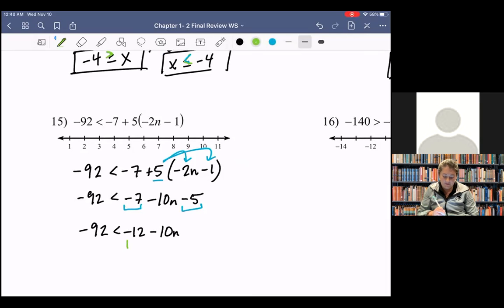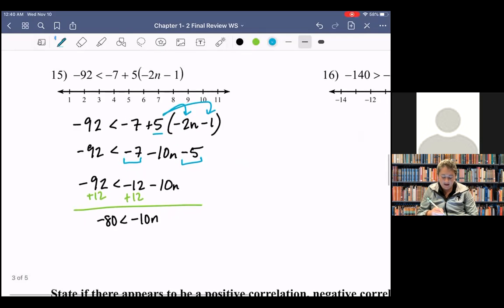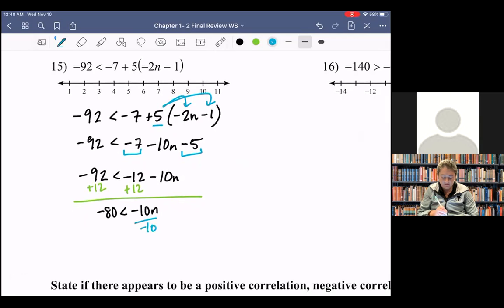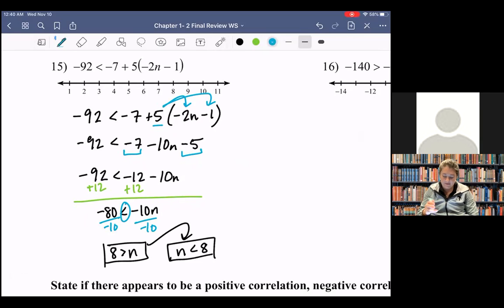Okay, to get rid of that -12, I'll add 12 to both sides. And then I'll have -80 less than -10n. And here we go. I need to divide by -10. Since I divided by a negative, I need to flip the inequality. I think my answer is going to be 8 is greater than n, which I would like to rewrite as n is less than 8. So then I'll put an open circle on 8 and shade the left side.